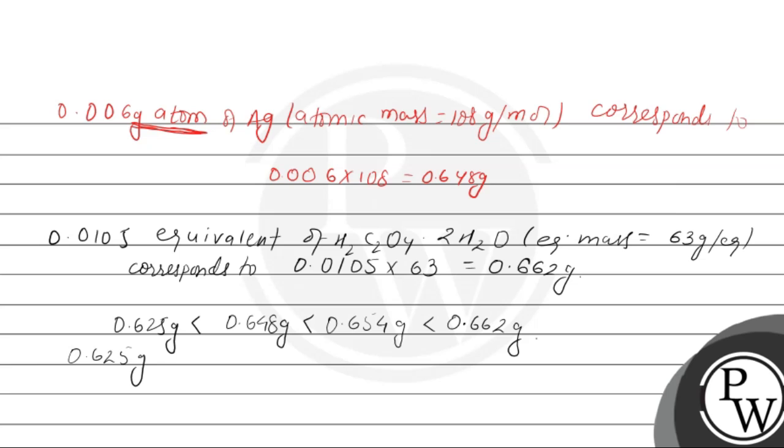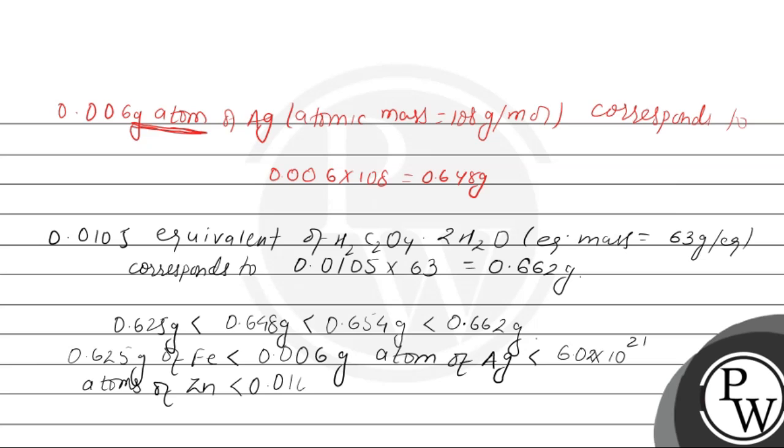Now 0.625 gram of Fe is less than 0.648 gram, which is equivalent to 0.006 gram atom of Ag, which is less than 0.654 gram, which is equivalent to 6.02 into 10 to the power 21 atoms of Zn, which is less than 0.662 gram, which is equivalent to 0.0105 equivalent of H2C2O4.2H2O.